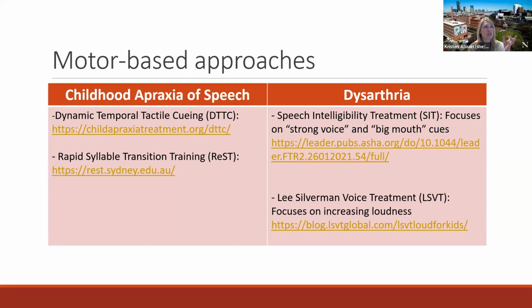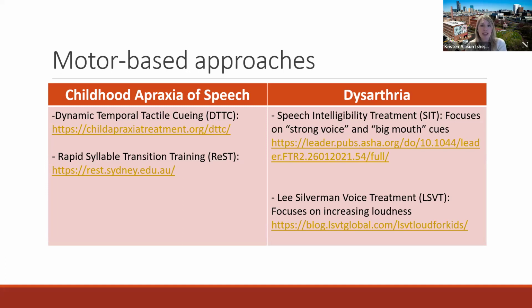And then another treatment approach that was originally designed for adults, but has been translated to kids is LSVT, or Lee Silverman voice treatment. And this is a treatment that was originally designed for adults with Parkinson's disease and focuses on speaking loud and increasing loudness. But it's since been studied in children with dysarthria, particularly in kids with dysarthria secondary to cerebral palsy. And it's been shown to have some good benefits on improving intelligibility, at least for some kids.